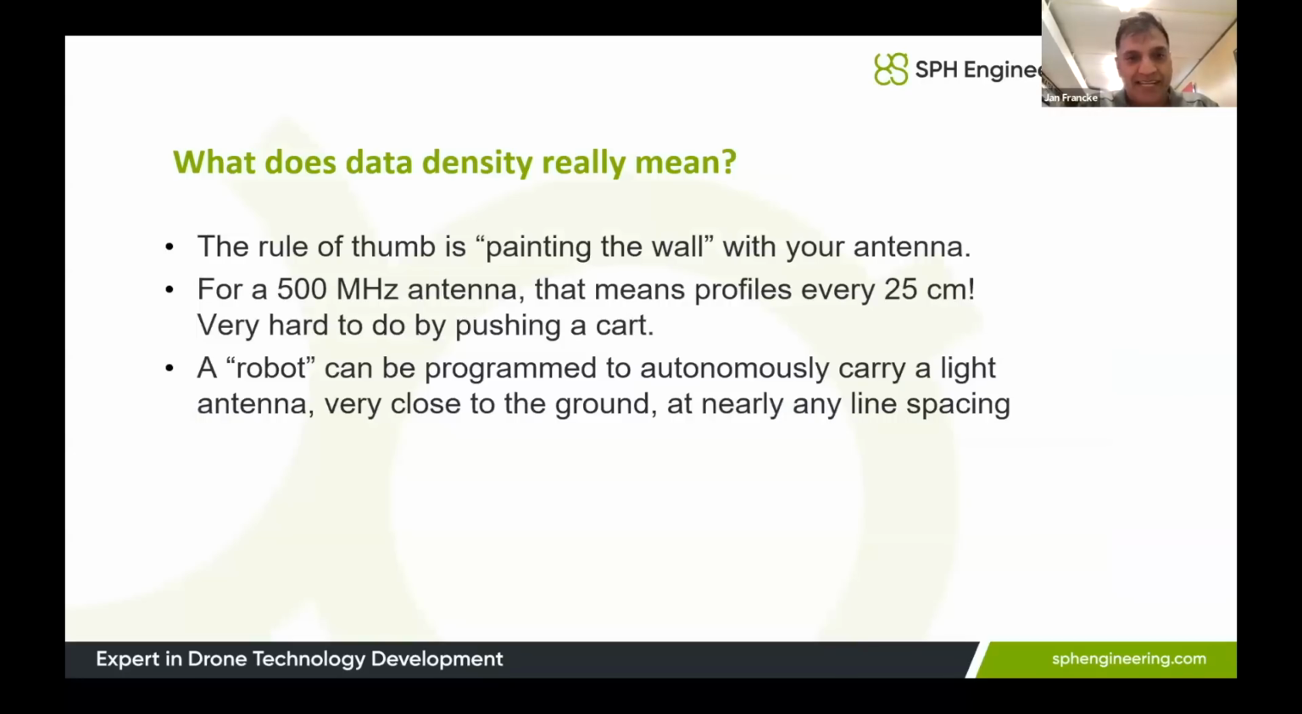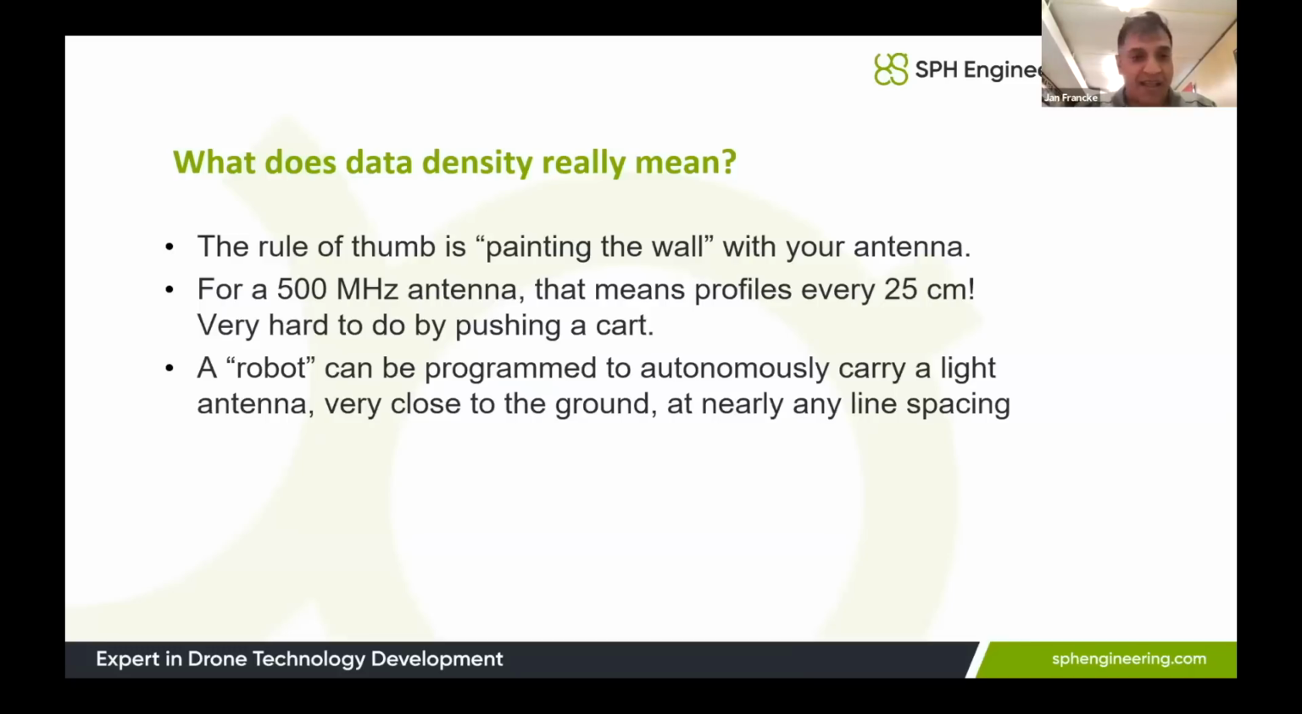So when it comes to data density, the rule of thumb is simply painting the wall, right? How do you paint a wall? You take a paintbrush and you go back and forth, but you don't leave spaces in between. It just so happens that the size of your antenna dictates its half a wavelength. So it dictates the ideal spacing between your lines. So yeah, if you're using one of Jonathan's very small 1000 gigahertz antennas, if you were doing a true 3D scan, wow, you'd be there all day because the antenna is very small, right? Whereas if you're using 100 megahertz, which is about 1.5 meters long, you can do much wider spaces.